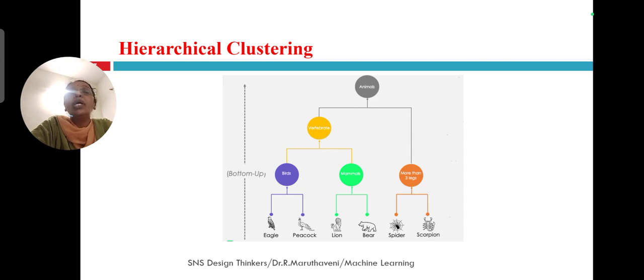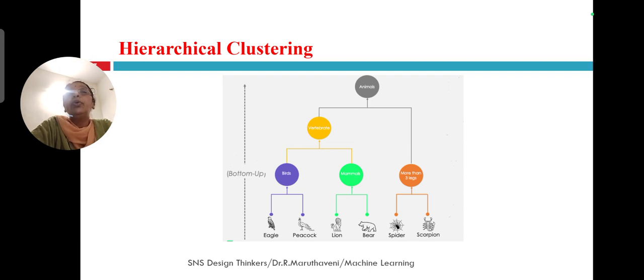Next we have to combine similar groups. We look at all the animals and find two that are very similar. For example, maybe two monkeys are quite alike. We put them together in a new group. So instead of having two separate monkeys, we now have one group with both monkeys.